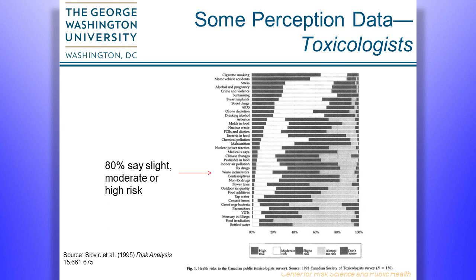One of the things you can see, although it looks like on the slide my arrow's a little bit off, with indoor air pollution, first they asked the toxicologists. And here about 80% of the toxicologists said that indoor air pollution was either a slight, moderate, or a high risk. So they saw this as something that was potentially of concern.